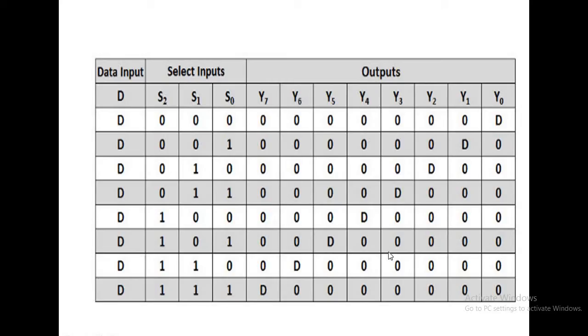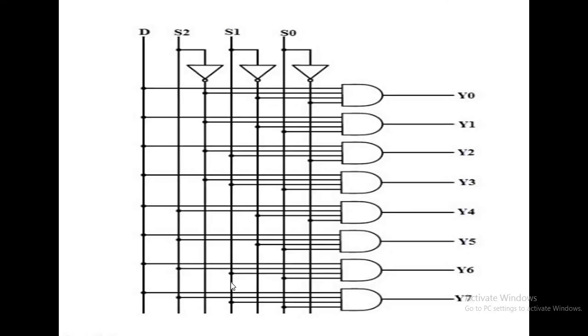If I take y7, all the three input lines are 1. That means S2, S1, S0. See, this is the y7. Okay, this is the y7. See, from S2 one line is there. From S1 this line is there. And from S0 this line is there. And all are combined with this AND gate.